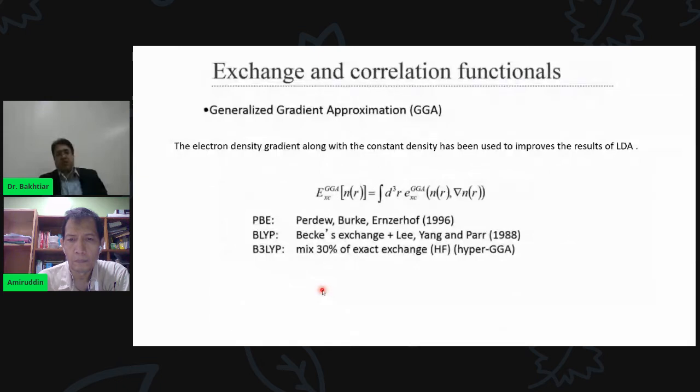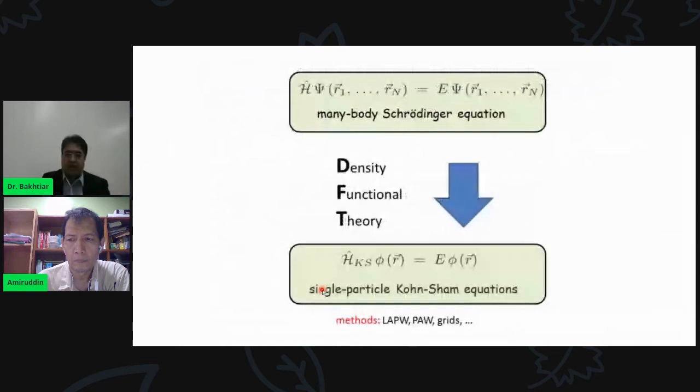Now, what we said here is that the Schrodinger equation based on the many-particle wave function has been transformed to the Kohn-Sham equations within the density functional theory, which are single particle Kohn-Sham equations. And there are many methods available to solve the Kohn-Sham equations, like the PW, the PAW, and grid-based approaches. So we will talk about the LAPW approach, which is one of the most accurate approaches for solving the Schrodinger equations.